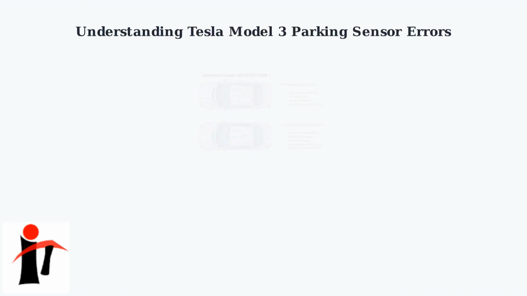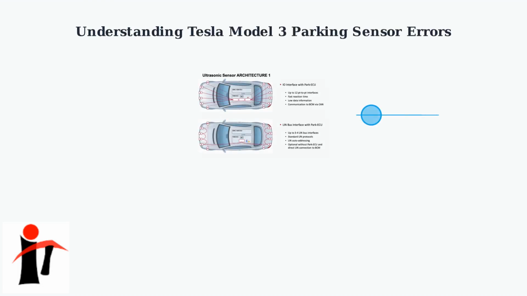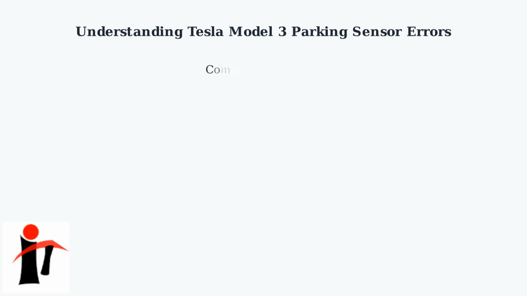Tesla Model 3 parking sensors use ultrasonic technology to detect obstacles around the vehicle. These sensors emit high-frequency sound waves that bounce off objects to measure distance and proximity. Parking sensor errors occur due to three main causes: dirty, damaged, or blocked sensors.